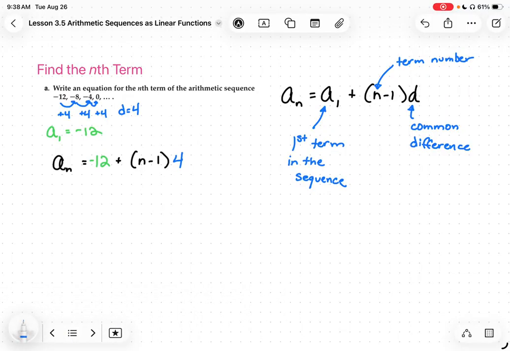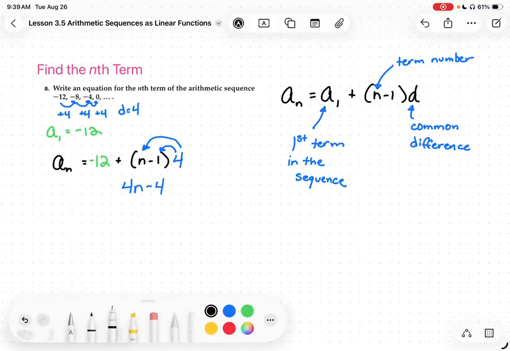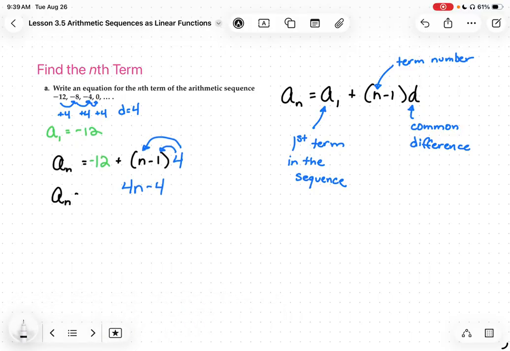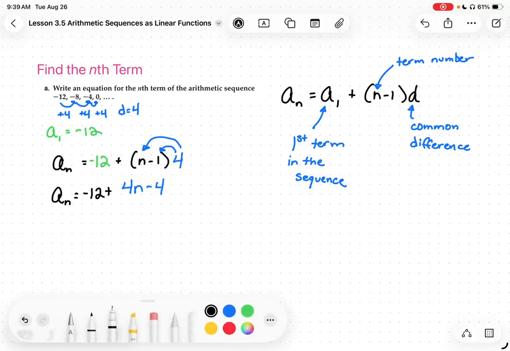Okay, so this looks pretty good, but we can clean it up a little bit because we have this 4 outside the parentheses. We can do some distributive property. This would be 4n minus 4, with that -12 at the beginning. So this is the distributive property.